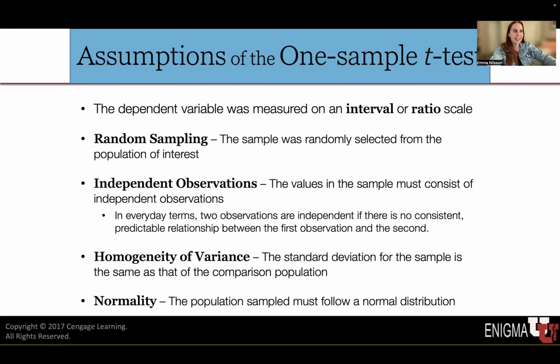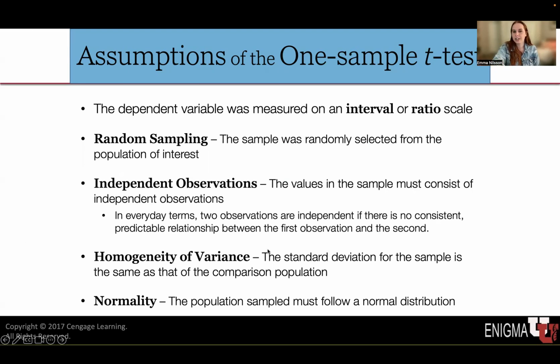Okay, really quickly, I want to just go over some assumptions that we make when we do a one sample t-test. They're pretty much exactly the same as the assumptions that we make when we're doing a one sample z-test. Just a reminder, we assume that the dependent variable was measured on an interval or ratio scale, not nominal or ordinal, that we used random sampling to create our sample, that we collected our dependent variable using independent observations. There was no relation, or the collection of one variable did not affect the collection of the next.